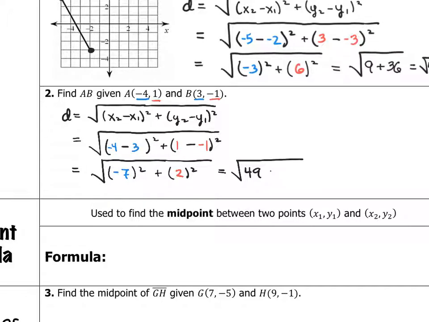and 2 squared is 4, so I have the square root of 49 plus 4, which is the square root of 53. Again, 53 is not a perfect square, so I'm going to approximate my answer here. On my calculator, I get about 7.28, so I'll round this to 7.3. Approximately 7.3 is the length of line segment AB. Okay, so that's the distance formula.